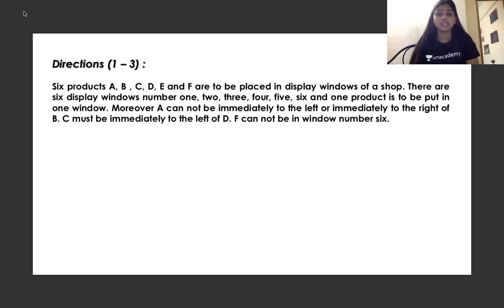Okay, 6 products A, B, C, D, E and F are to be placed in a display window of a shop. There are 6 display windows numbered 1, 2, 3, 4, 5, 6 and one product is to be put in one window. Moreover, A cannot be immediately to the left or immediately to the right of B. C must be immediately to the left of D and F cannot be in window number 6. So take 6 windows, number them 1 to 6 and use this information and then you can answer the questions.